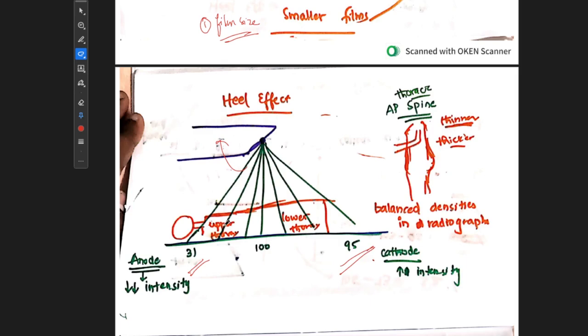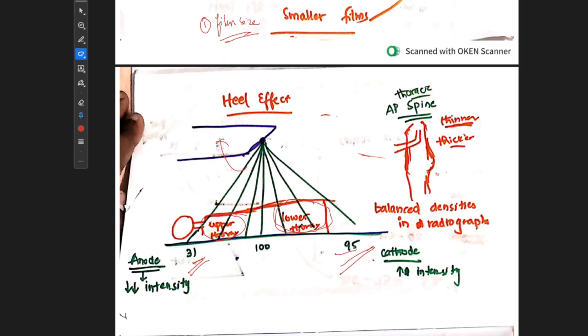If you see our body, the upper thorax will be thinner, whereas the lower thorax will be thicker. So upper thorax can be placed at the anode end, whereas lower thorax can be placed at the cathode end. If upper thorax is placed at the anode end, it will receive less intensity X-rays, which is sufficient for the upper thorax. Whereas if the lower thorax is placed at the cathode end, it will receive more intensity of X-rays.